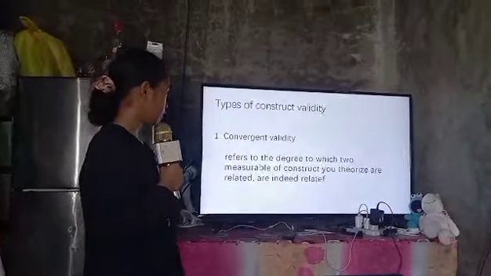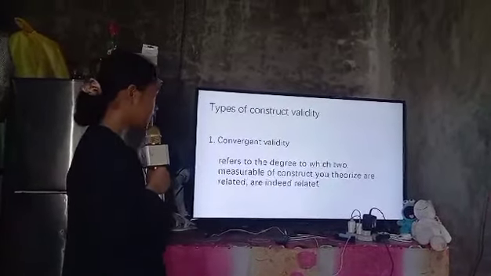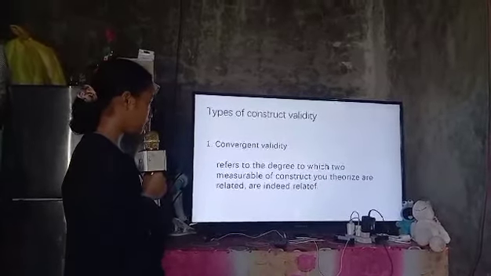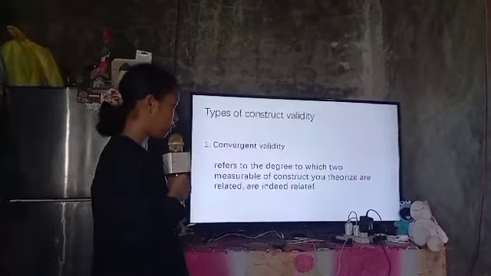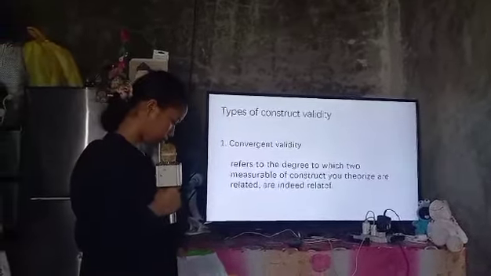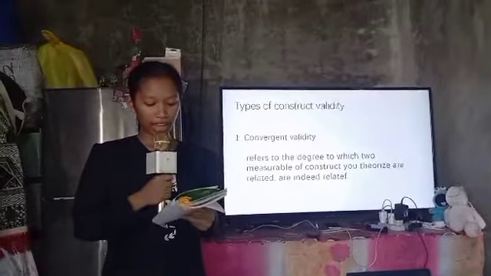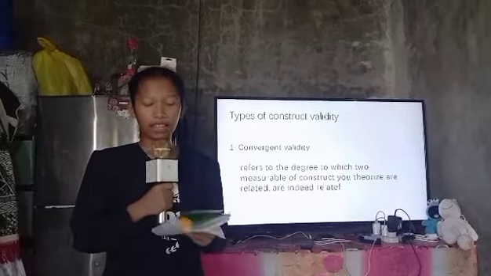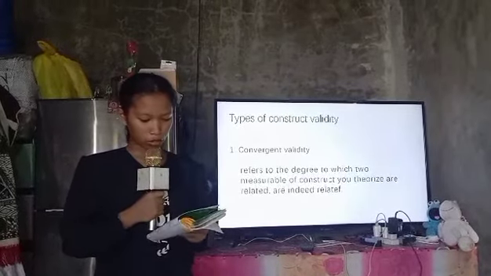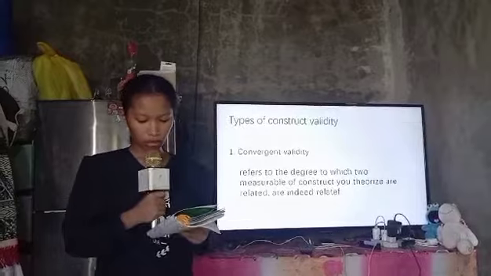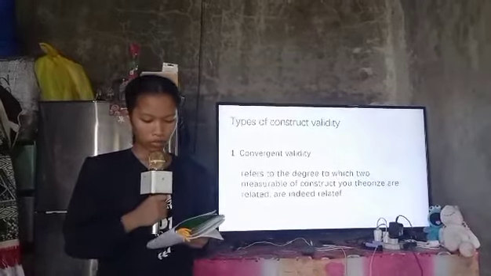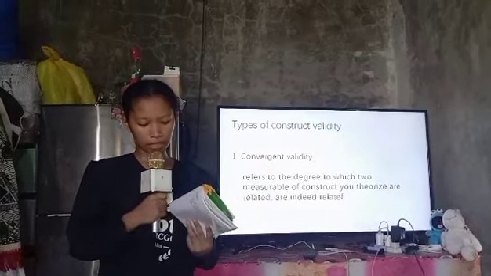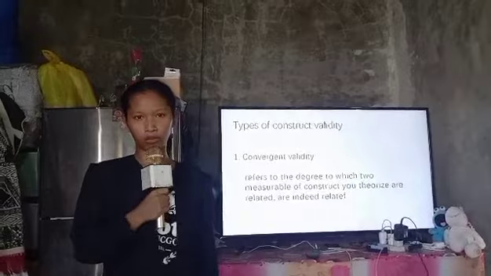The first one is convergent validity. Convergent validity refers to the degree to which two measures of constructs that you theorize are related are indeed related. You can analyze convergent validity by taking the results of another test that is designed to measure the same construct. Your test would have high convergent validity if the result has a strong positive correlation.